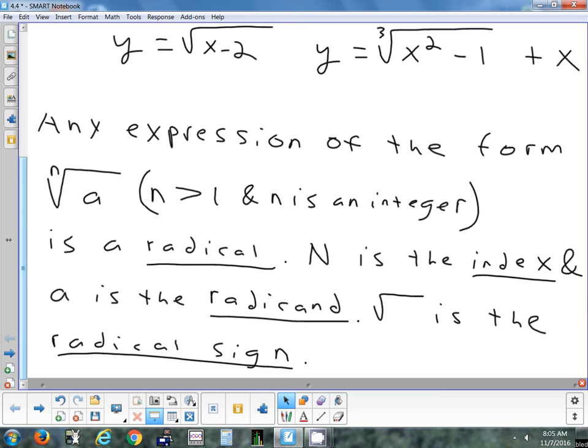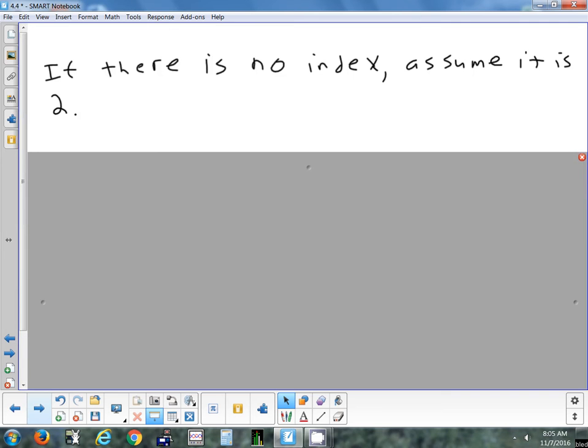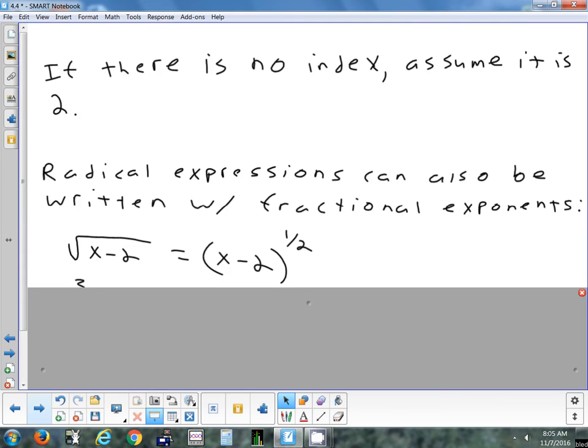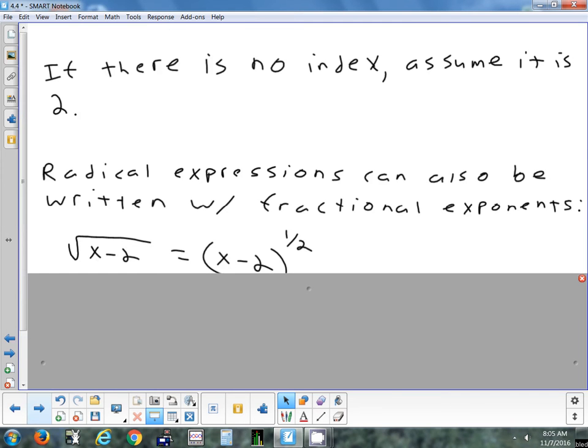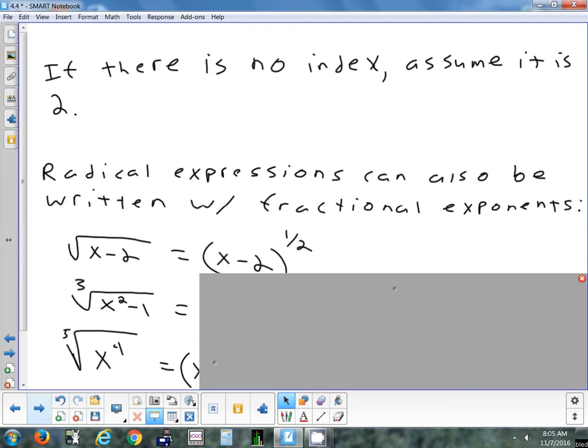So any questions on those basic terms? Radical symbol, index, radicand. All right. As I already said, if there's no index, you always assume it's 2. That's like your square root symbol. And another way you can write a square root, cube root, or fifth root is, instead of writing the actual symbol, you can write it as an exponent. For example, if you want to take a square root of something, it's the same as raising it to the 1/2 power. It's exactly the same thing.